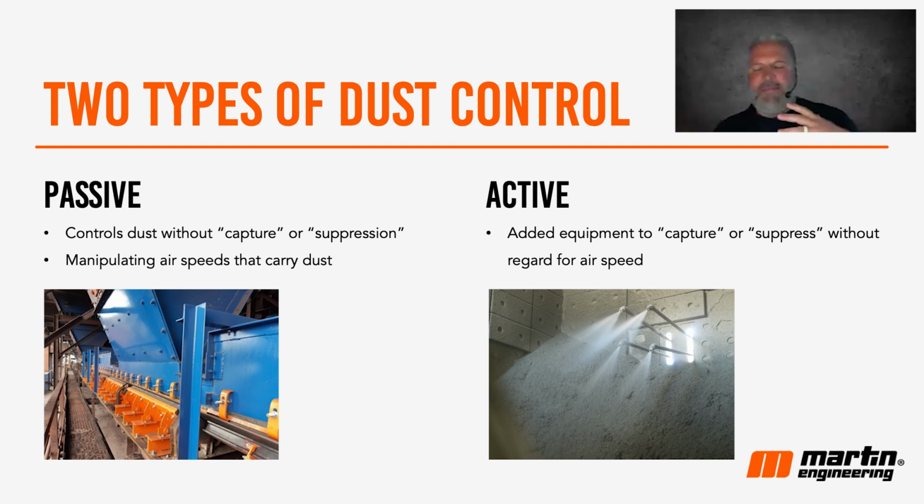There are really two schools of thought that you can use to control conveyor dust. What we're going to talk about today is what we call passive dust control. Passive dust control can be defined as methods to control dust without capturing or suppressing that dust. What passive dust control is, it's really manipulating the air speeds that carry dust.